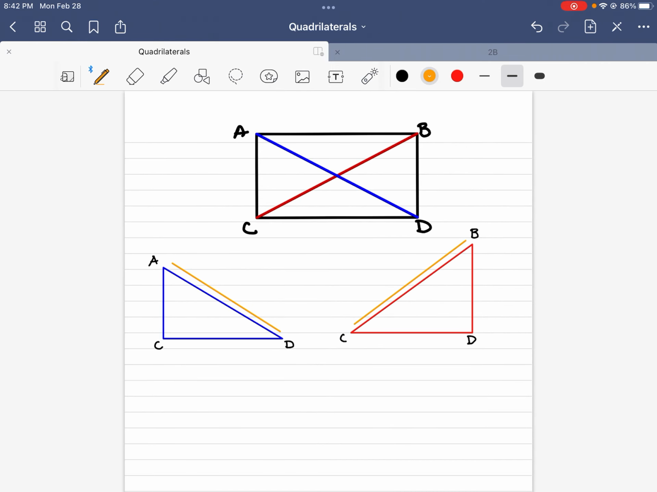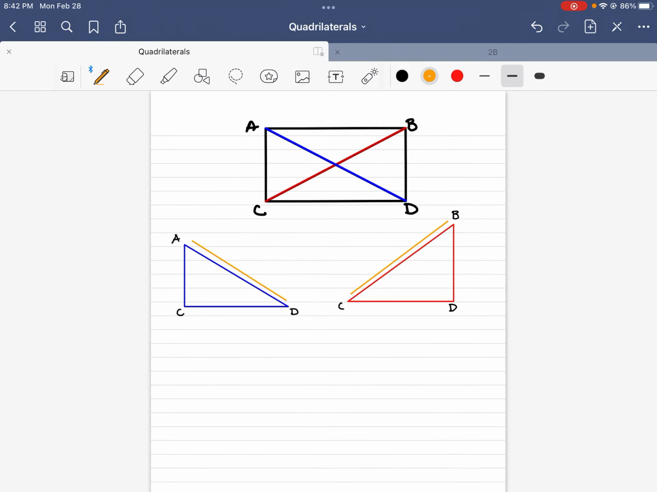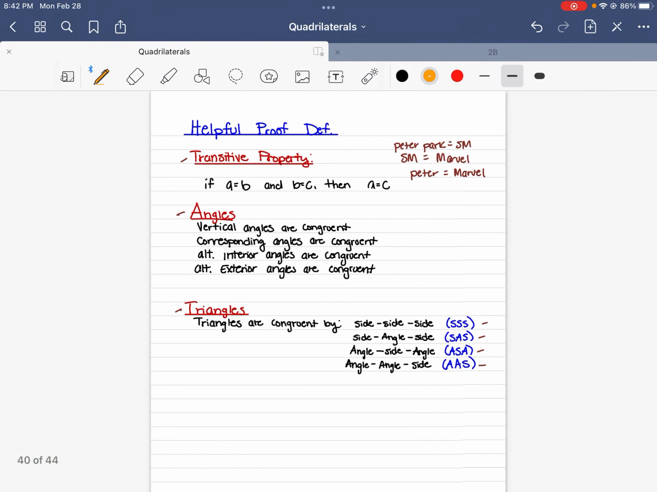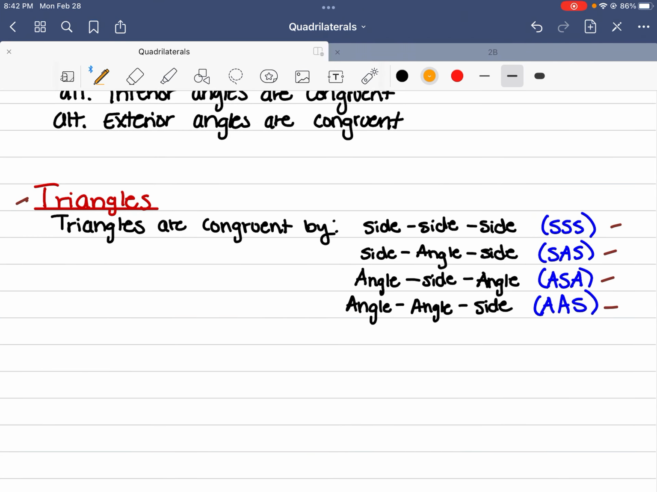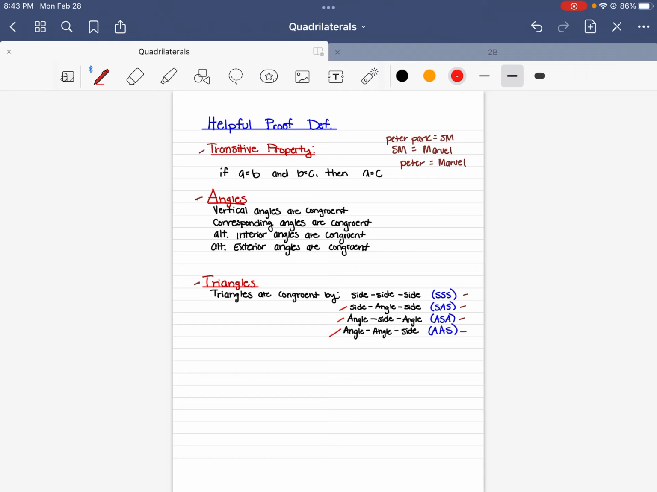So what I'm thinking is if I can somehow prove that these triangles are congruent, then it would follow that their sides are also congruent. So let's go back to what we know about proving triangles. I can either prove them by saying that all sides are the same. Well, I can't do that, right? Because I don't know what one side is. Defeats the purpose. I can do this by proving side angle side, angle side angle, and angle angle side.